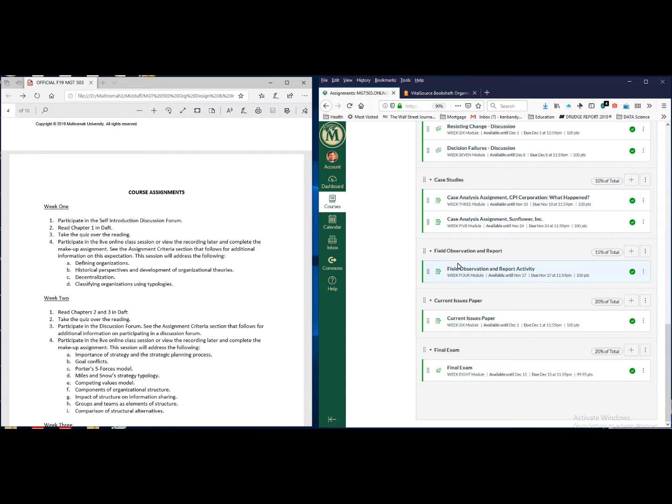Finally, there's 3 more things. Field observation and report. We talked about that a little bit. We'll come back to this document and go through that. There's a current issues paper.